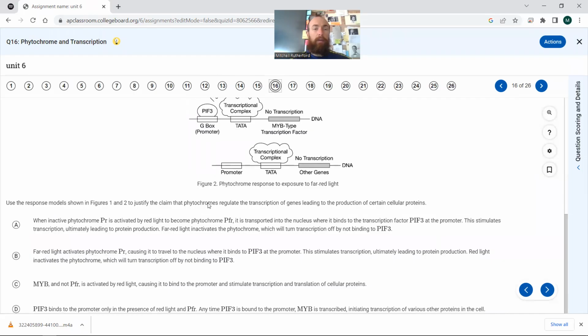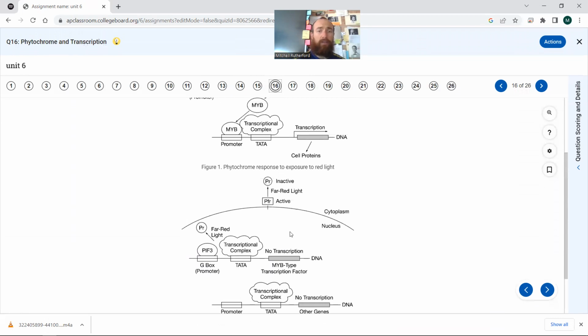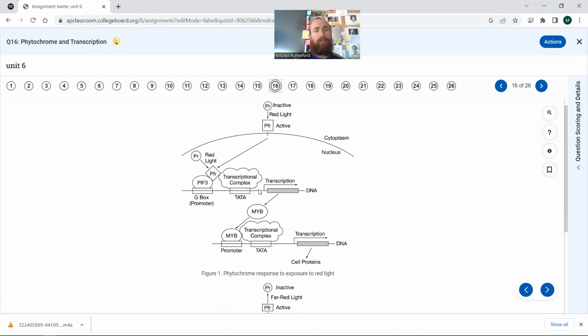Justify the claim that phytochromes regulate the transcription of genes leading to the production of cellular protein. So I'm slowing down on this one because we've got to know which ones to slow down on and spend some time on, okay? The transcription of genes leading to the production of certain cellular proteins. My gosh, they're going to use all these fancy things. We're just making a protein. It ain't that complicated. Here's the nucleus. Okay, not so scary anymore.